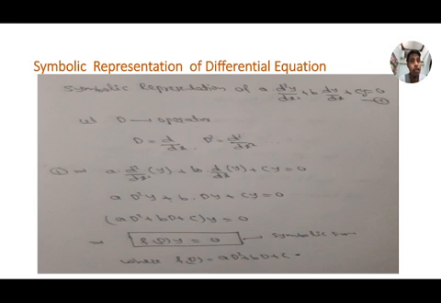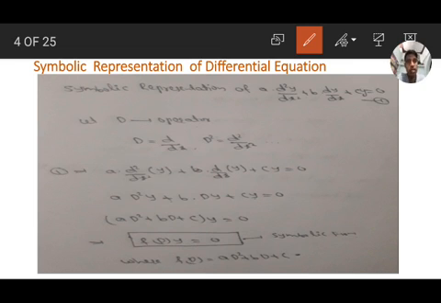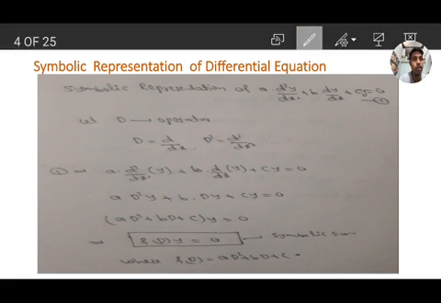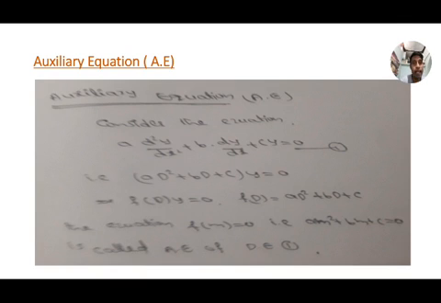It is the symbolic representation of a differential equation, where we are taking d by dx equal to capital D and d square by dx square equal to capital D square. After substituting, we get a D square plus b D plus c of y equal to 0. That is f of D of y equal to 0, where f of D equal to a D square plus b D plus c. It is the symbolic representation of a differential equation. Next, what is the auxiliary equation?